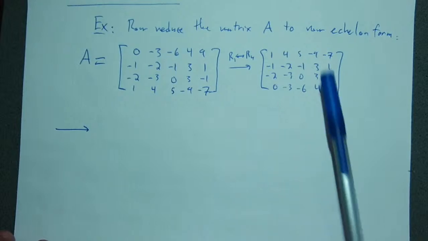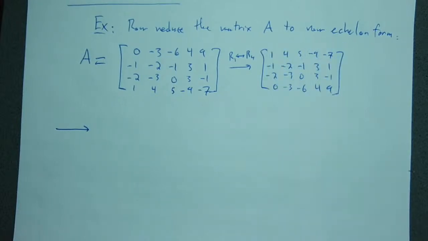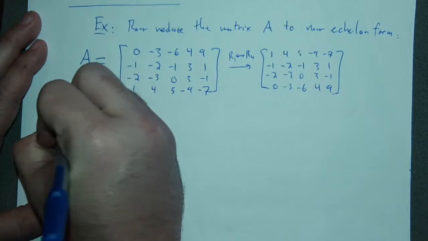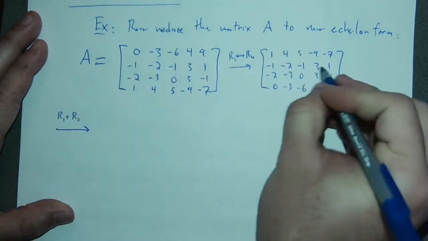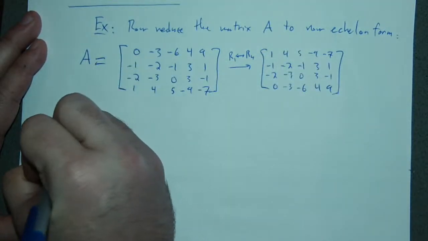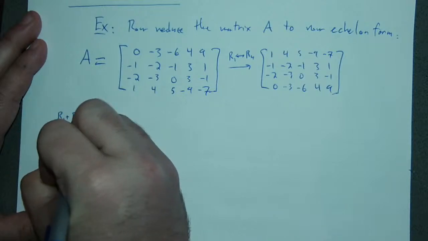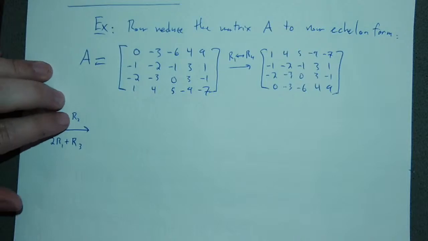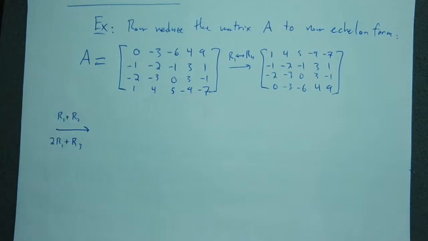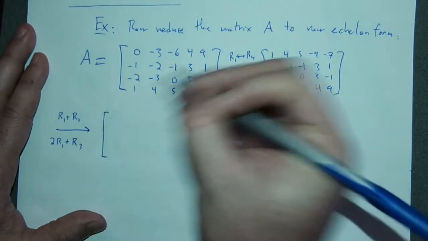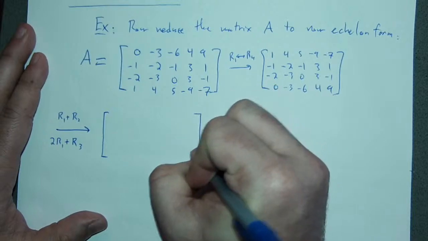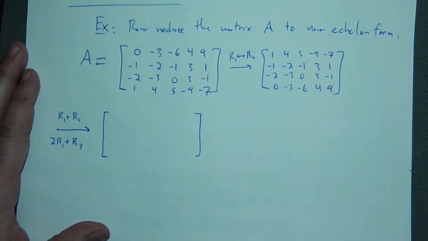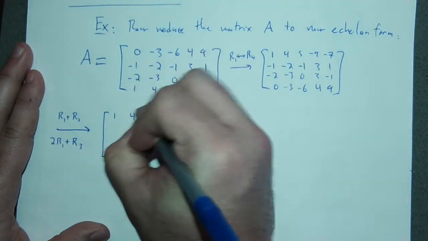To zero out the -2, I need to add 2 times row 1 to row 3. So I need to add row 1 plus row 2, replacing row 2. And I need to add 2 times row 1 to row 3, replacing row 3, right? So remember, our convention is the thing that comes second is the row getting replaced here. Okay, so when I do that, what do I get here? My rows 1 and 4 aren't changing, so I can go ahead and copy those.